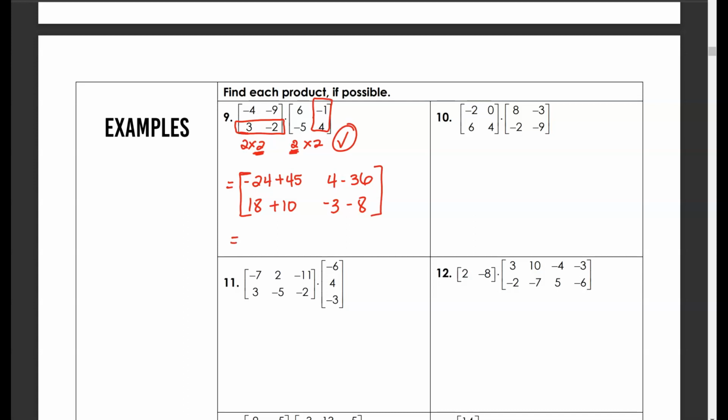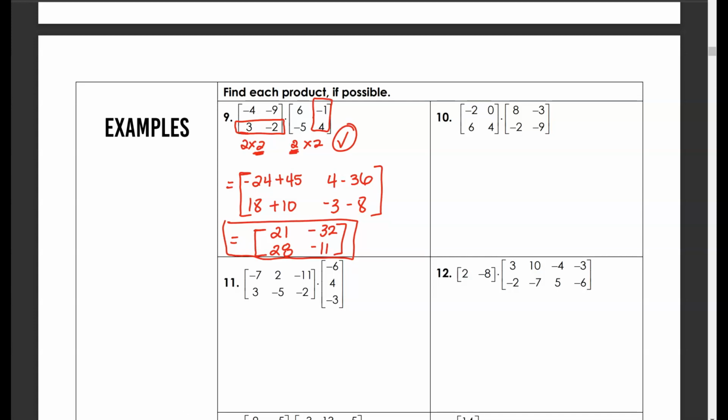So now I'm going to add these up. So negative 24 plus 45, 18 plus 10, 4 minus 36, and then negative 3 minus 8. So I end up with 21, 28, negative 32, and negative 11 as the solution. So that would be the product of those two matrices.